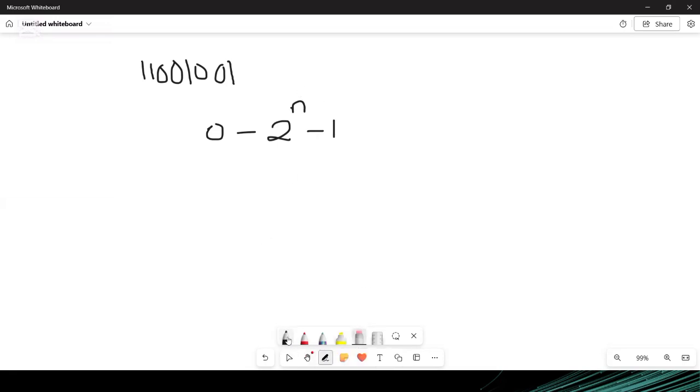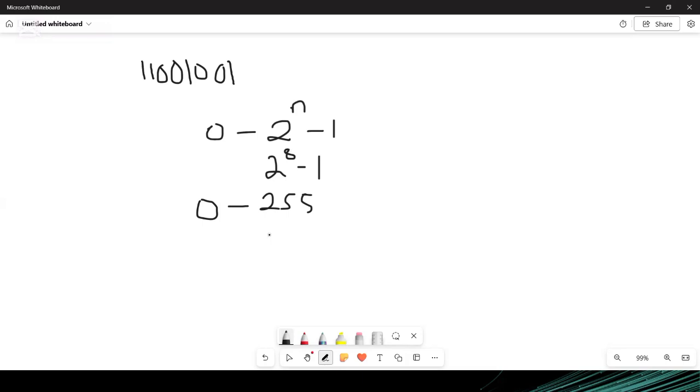So what do we do? 2 raised to the power 8 minus 1. And then we'll have 256, right? Minus 1 will give us 255. Do you understand? So the range of an unsigned integer, that is an 8-bit unsigned integer, is from 0 to 255. As simple as that, n is the number of bits, just do 2 raised to the power 8 minus 1, and you get the range. So this is the range.